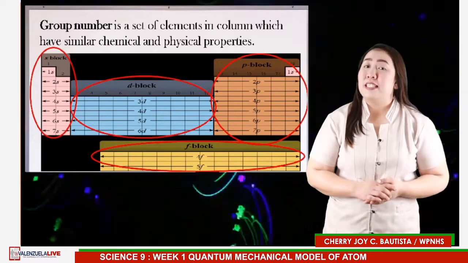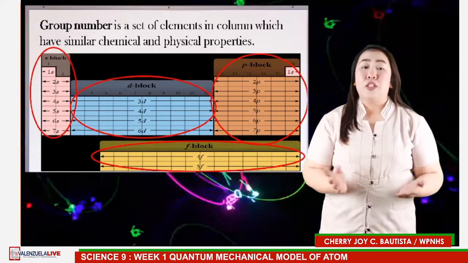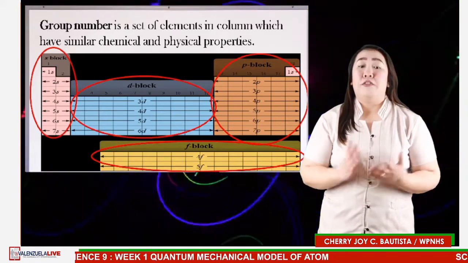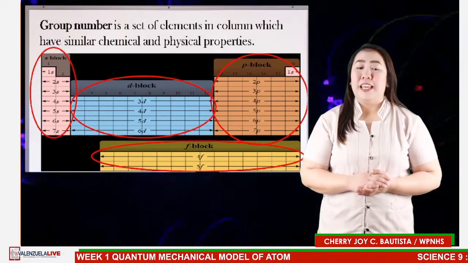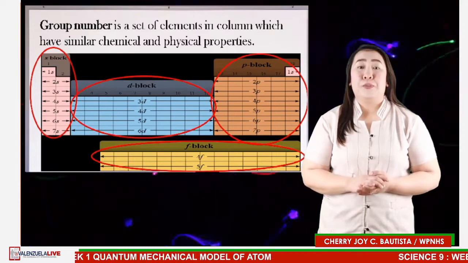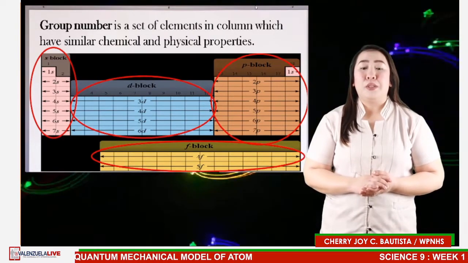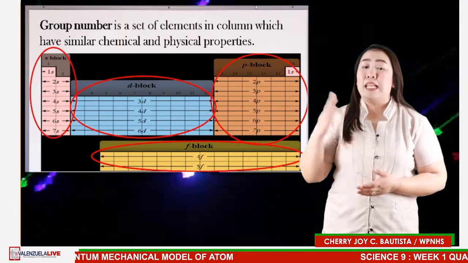If it ends in S, then it belongs to the S block. If it ends in P, then it belongs to the P block. In order to find the group number, we need to follow the formula shown in the table.